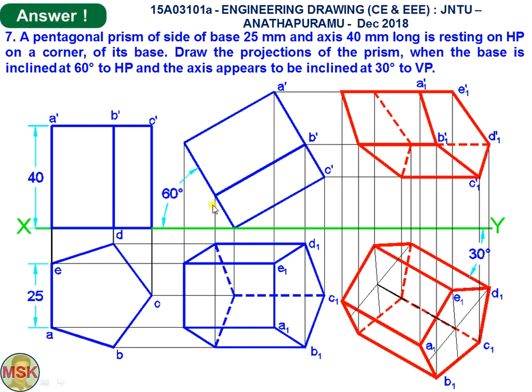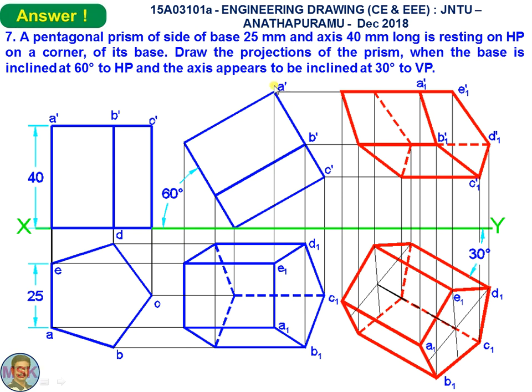Now tilt this front view such that the base is inclined at 60 degrees to HP. So this is the second front view. Draw projectors, horizontal lines, and complete the second top view. To get this top view, you have to see this front view. The observer has to see this front view from this end.